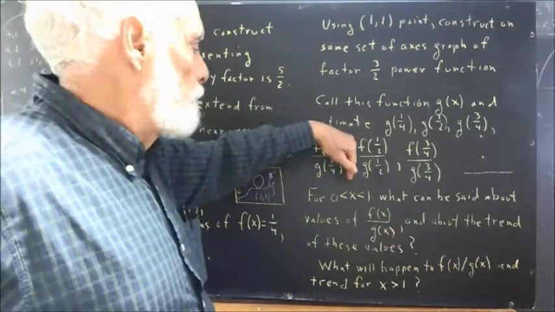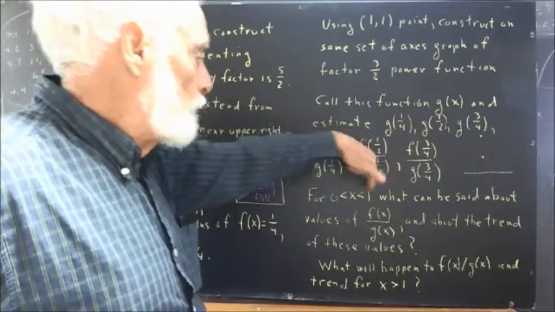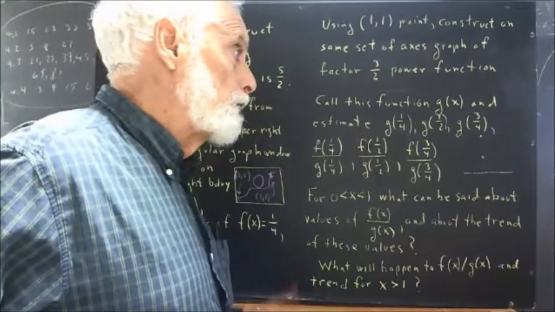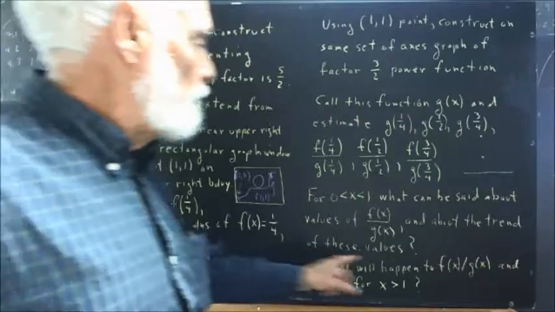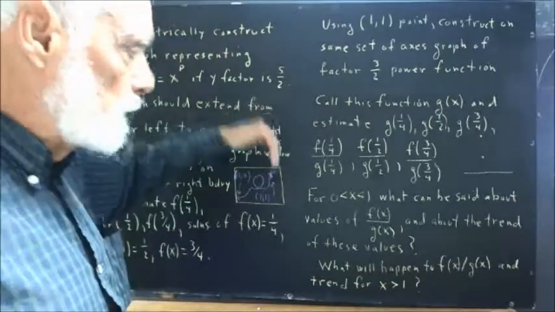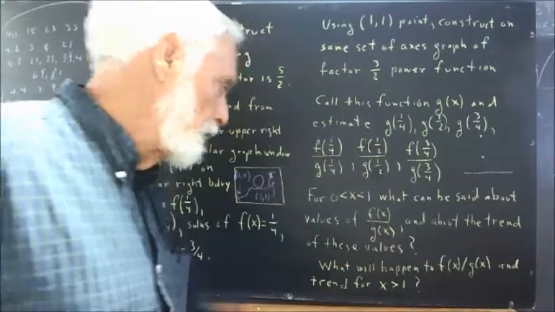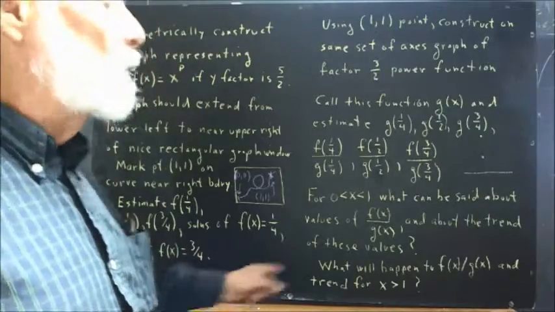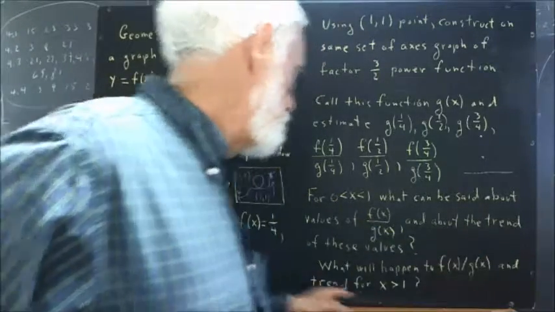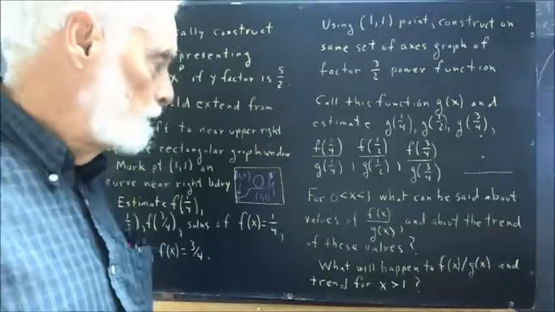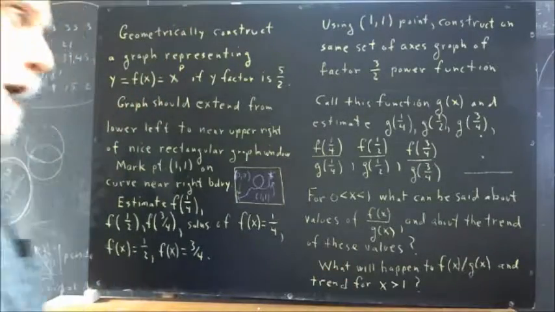Then, for x between 0 and 1, what can you say about f of x over g of x? There's a simple statement you can make. And about the trend of these values, as you go from x equals 0 to x equals 1, what's the trend of those values? Then, what's going to happen to f of x over g of x for x greater than 1? And can you prove that that would actually be the case?